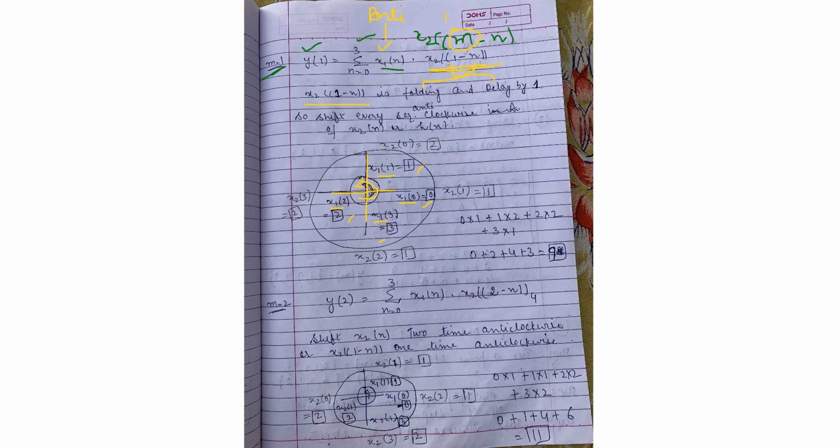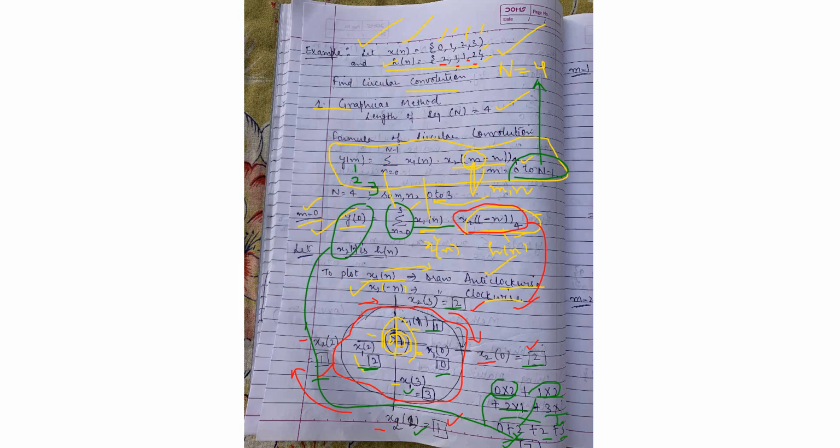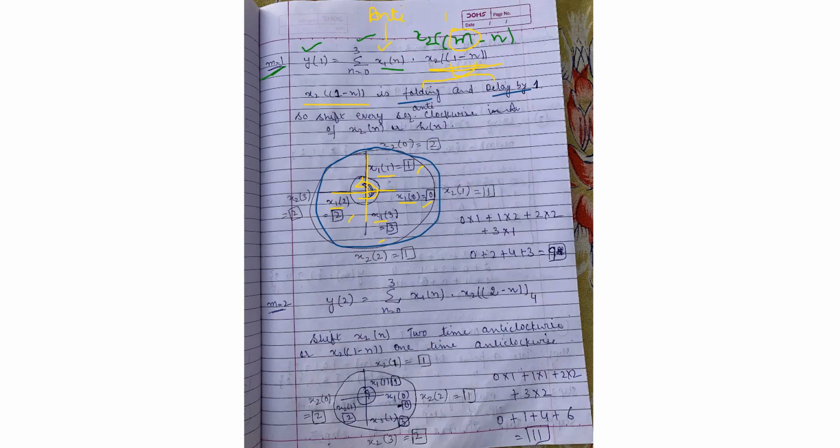Now you have to plot this x of 2. How will you plot this x of 2? Draw a circle. x of 2 means folding and then delay by 1. Folding you have plotted in the previous page like this. Here you write x2 of 0, 3, 2 and 1. Then delay. Delay means x2 of 0 will go in the anti-clockwise direction by 1. The folded sequence will be shifted in the anti-clockwise direction by 1 because we have to perform delay by 1.